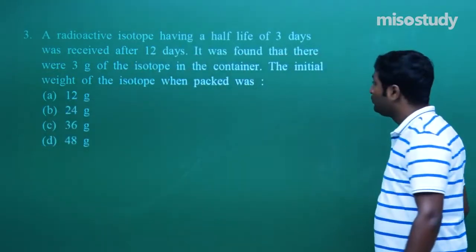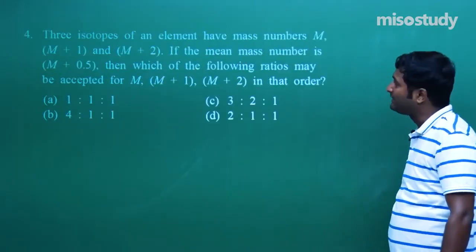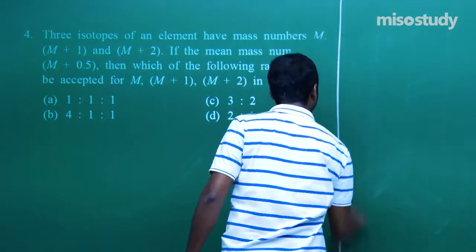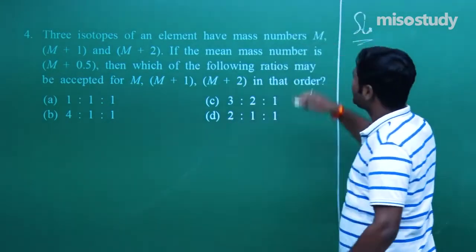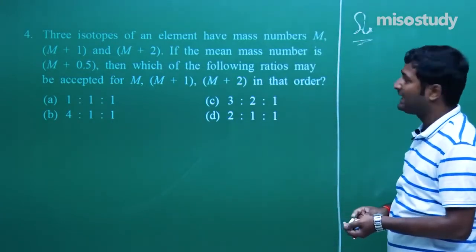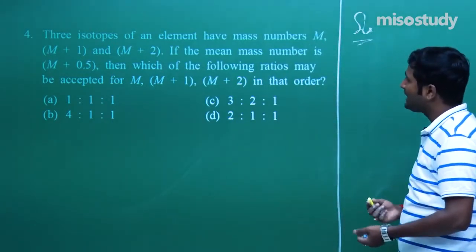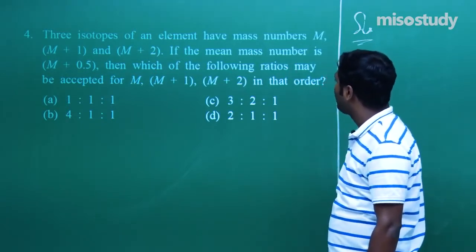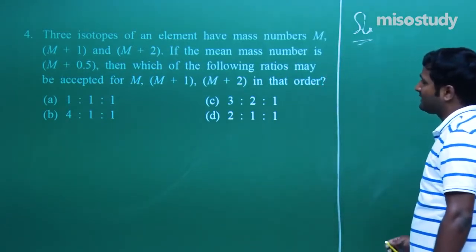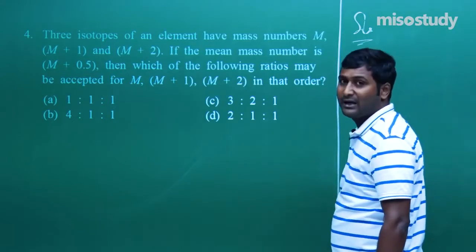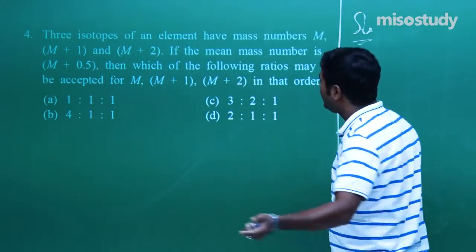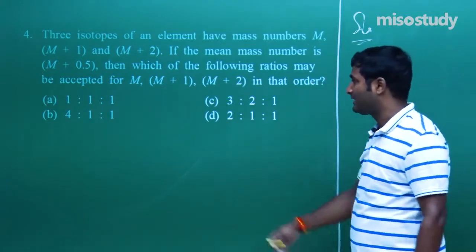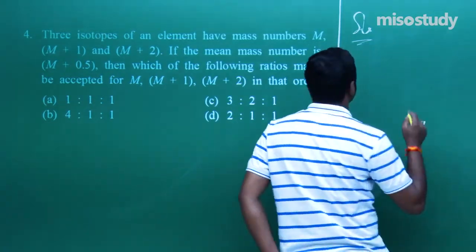Now let's move to the question number 4. 3 isotopes of an element have mass number m, m plus 1 and m plus 2. If the mean mass number is m plus 0.5, then which of the following ratio may be the expected of m, m plus 1 and m plus 2? That is the thing. That is the best method to solve this question, that is hit and trial method. Use the option.